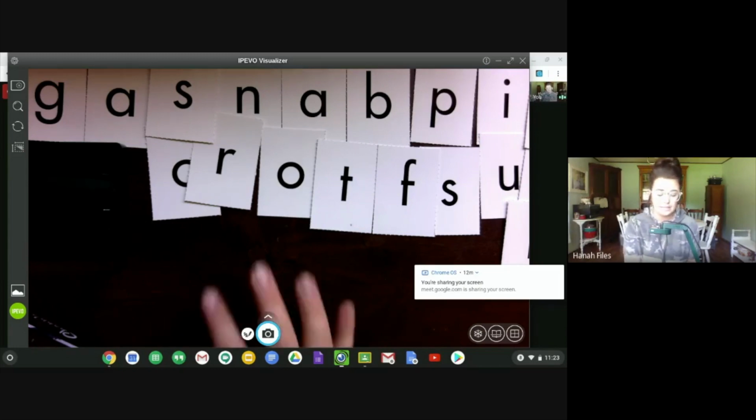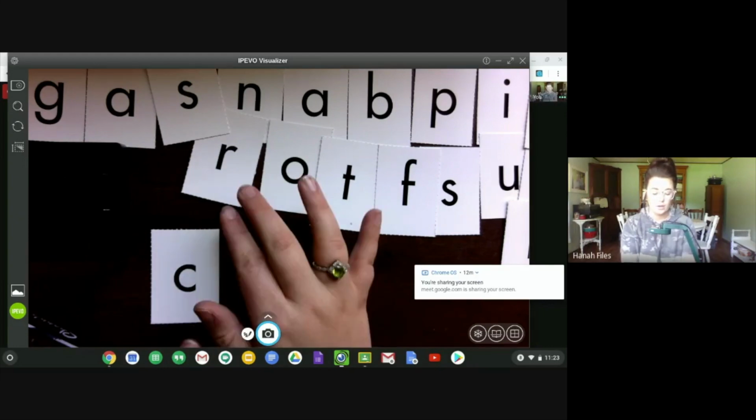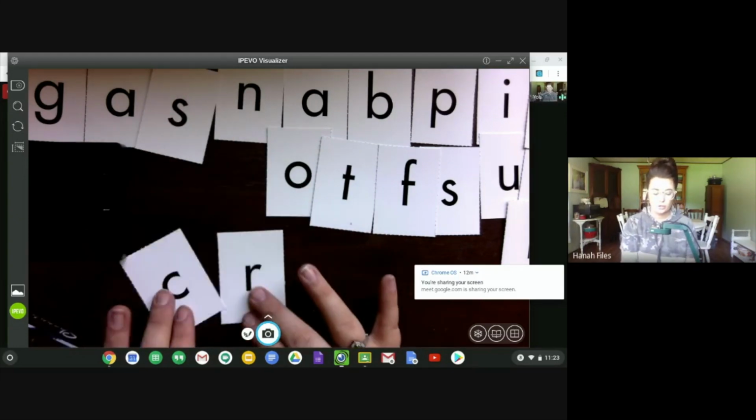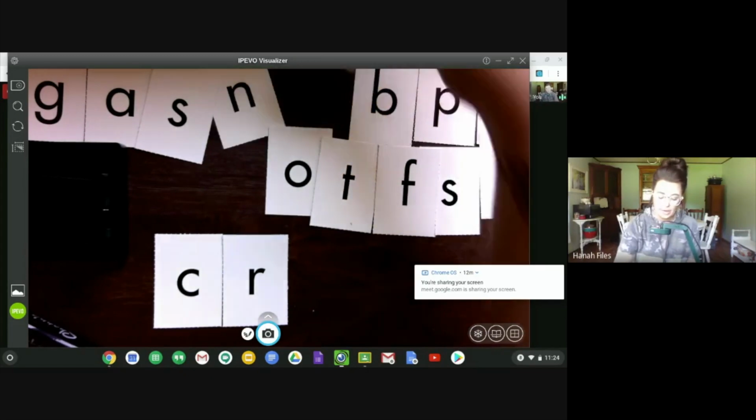If you said C for the k sound and R for the r sound, you are correct. Cur. That is your blend. You hear the k in the C and you hear the r in the R. Cur. Now we're listening for the vowel. What vowel says short a? If you said A, you were correct.